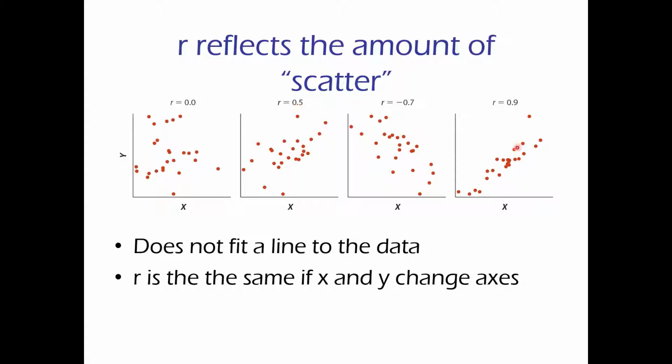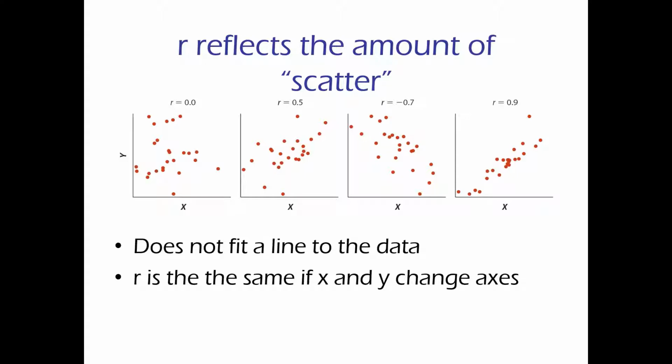In the third graph, we can see a decreasing trend, and the data is less scattered compared to the second graph. So R has a negative value, but the absolute value of R, 0.7, is larger than 0.5. In the figure on the right, the data is even less scattered. We can see a clear increasing trend here. And the R for this data is 0.9.